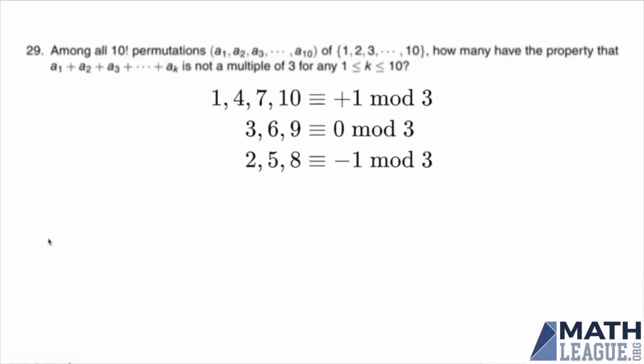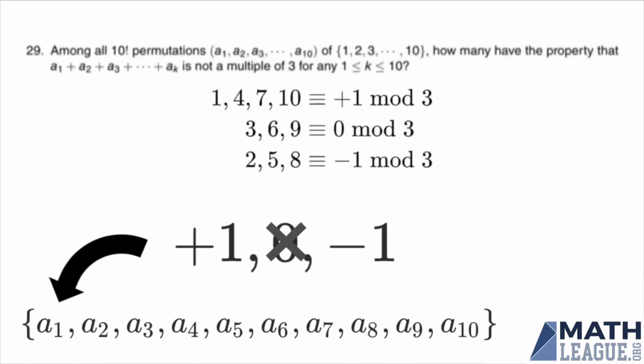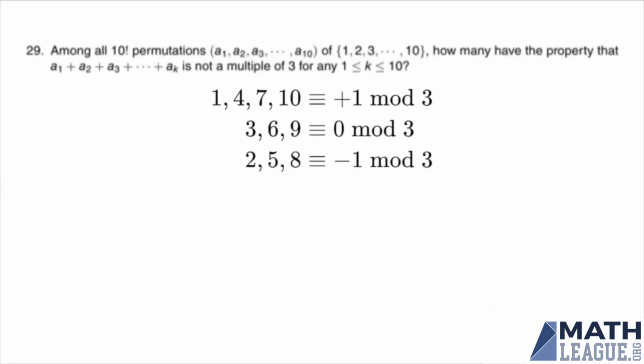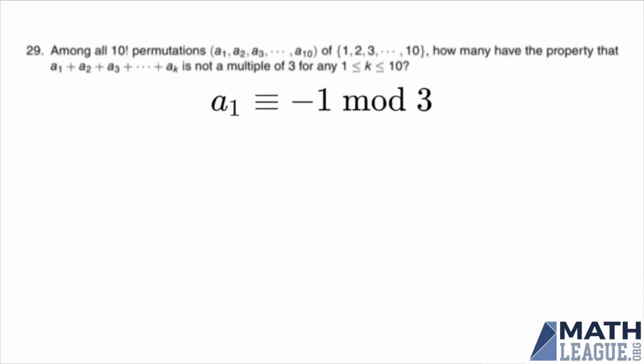So now we're going to move all 3, 6, and 9 all the way to the end, and then worry about placing them later. The first number, a sub 1, is going to be either negative 1 or plus 1 modulo 3. So first we consider the case where it is negative 1 modulo 3. Since a sub 2 can't be 0 or 1, if it was 1, the next partial sum would be 0. It must be negative 1 mod 3 as well.